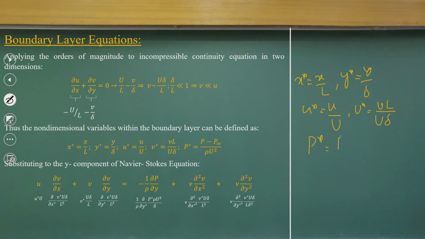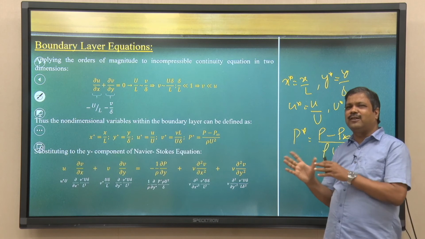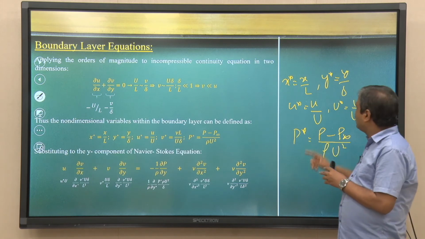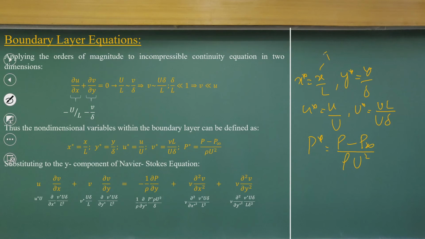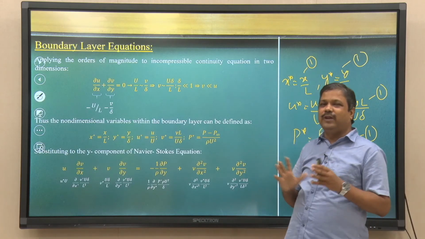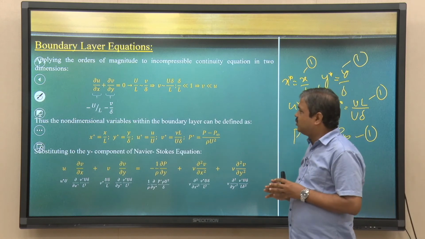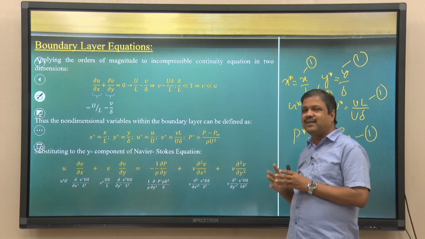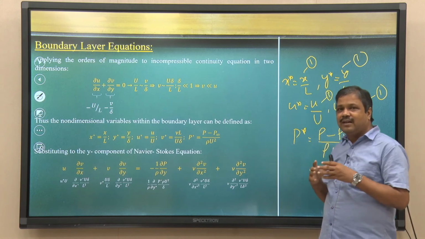Just look at the non-dimensional form of the pressure: it will be P minus P at infinity, the pressure difference from a reference, divided by rho u square. I repeat, try to understand it. We do non-dimensional forms because each one has the same order, which is 1. All these non-dimensional forms have order 1. That is the strategy for the nonlinear Navier-Stokes equations. We are trying to look at which terms are dominating and which terms can be neglected.